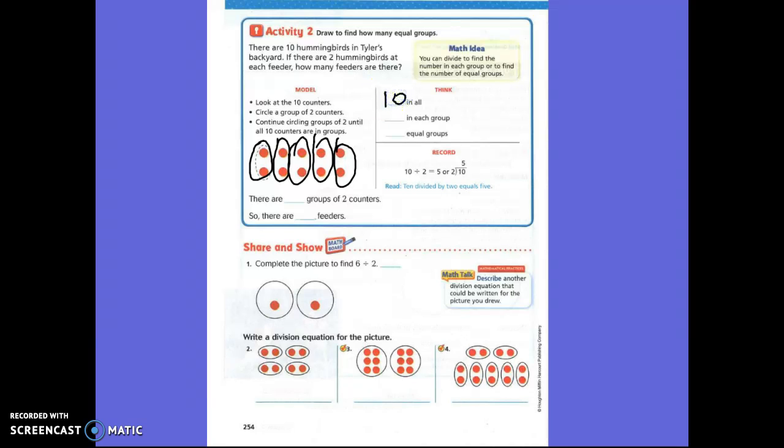10. How many are in each group? 2. And how many equal groups were there? 5. It's still the same, but the number was switched up. Yeah, so that is a replay. They did it fast. Okay, there are how many groups of 2 counters? 5. And there are how many feeders? 5. Okay. Now it's share and show, guys. It's on you.